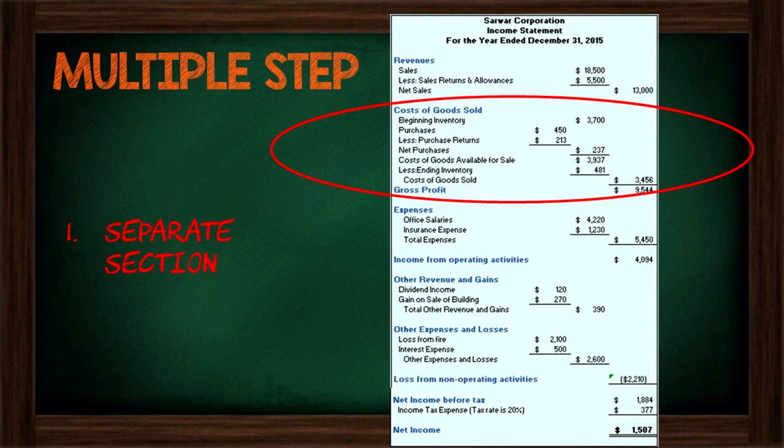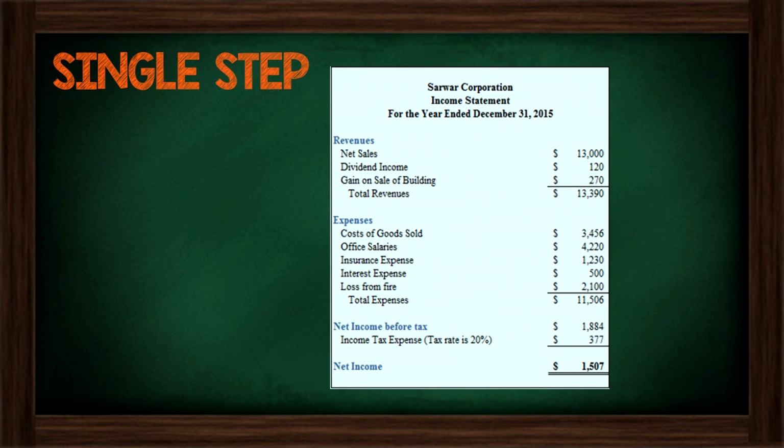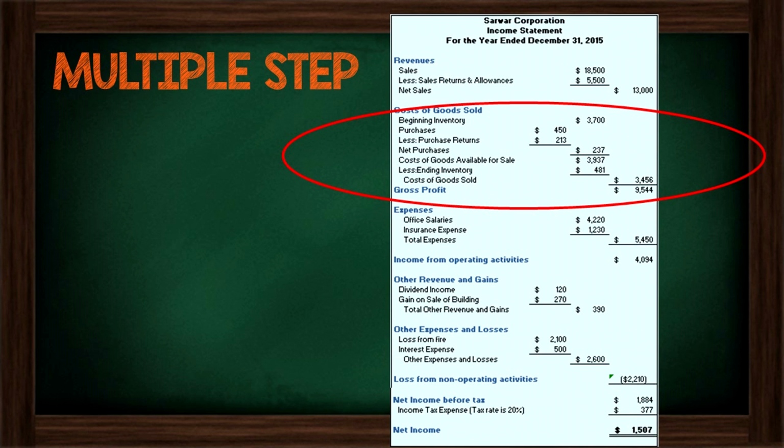The second one here is that we don't record it at its huge lump sum of $3,456. We actually show all the calculations leading up to that on the income statement, right? If we take a look back at the single step one, there are no calculations there. It just simply lists $3,456. However, going back to the multiple step here, we actually show all the calculations.